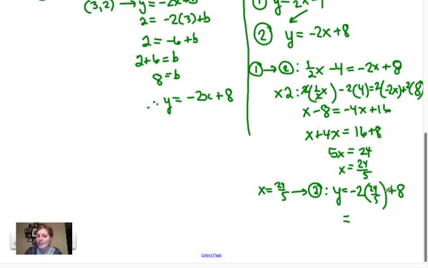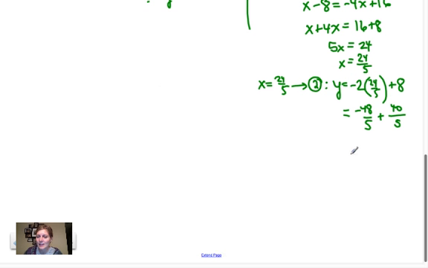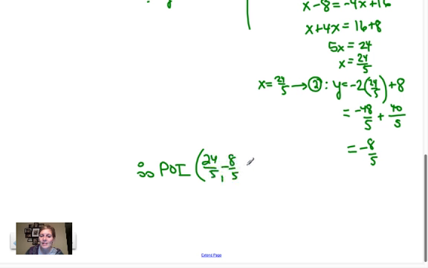Don't be scared of the fractions. So this is just going to be negative 48/5. And I'm going to need a common denominator, so 8 is going to become 40/5. And that's going to end up being negative 48 plus 40 is negative 8/5. So therefore, my point of intersection between the red line and the blue line is 24/5 and negative 8/5.